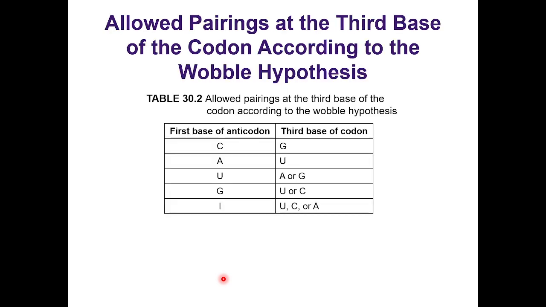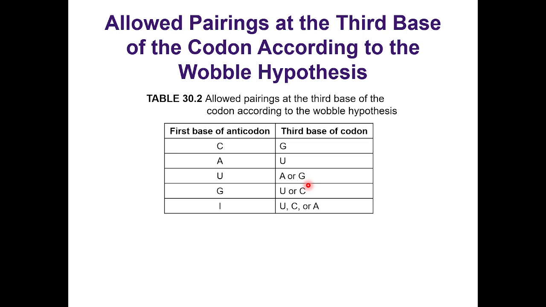And so this right here would be the first base. These are the allowed pairings at the third bases over here. So the first base of the anticodon, the third base can only be G. The first base here, A, this can only be U. But when we get to U, we can actually fit A or G.